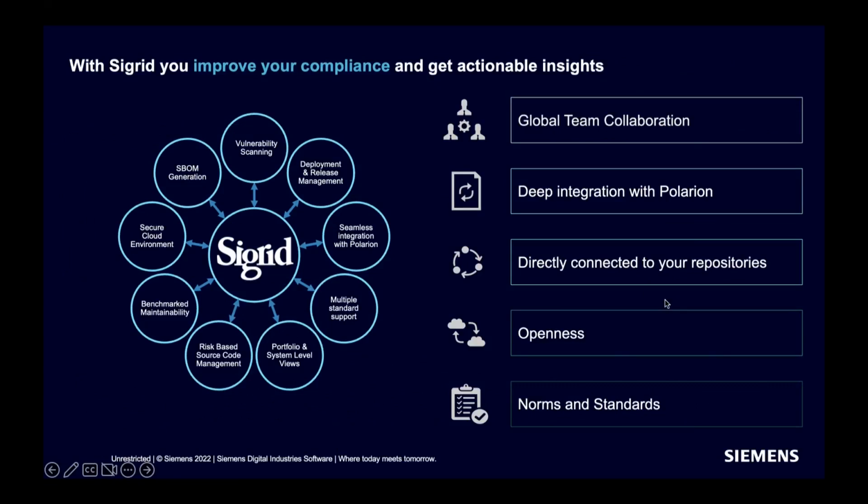So what kind of things should you think about? If we go around the circle, first we do vulnerability scanning, not only in the dependencies, so in the libraries that you use to build your software, but also in your own code, right? So with Sigrid, you are able to analyze your own code and see, okay, what vulnerabilities do we have there and how should we respond to them?